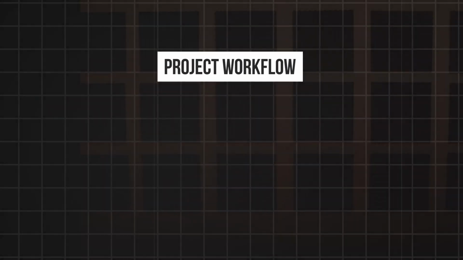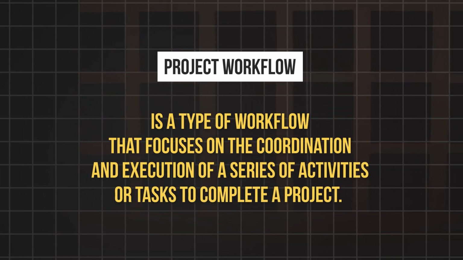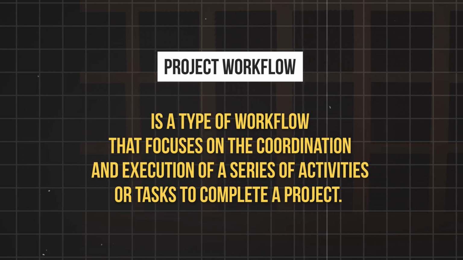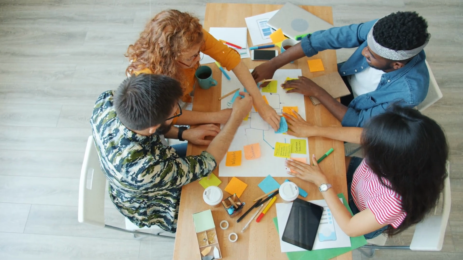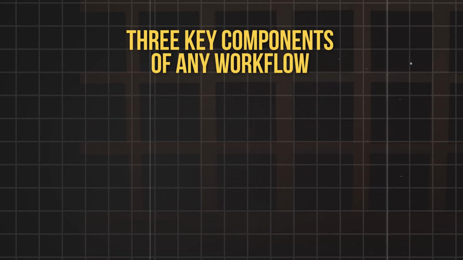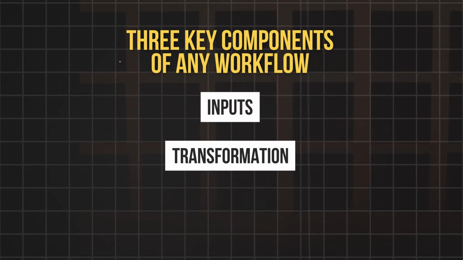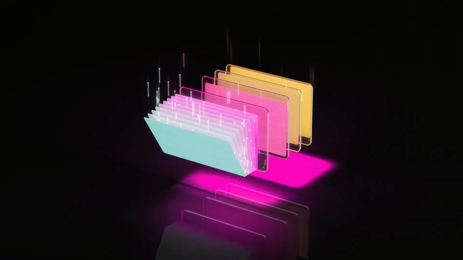A project workflow is a type of workflow that focuses on the coordination and execution of a series of activities or tasks to complete a project. Typically, project workflows involve multiple individuals and teams working together to complete a set of interrelated tasks. No matter the workflow type, there are components involved in completing a task. The 3 key components of any workflow are inputs, transformation, and outputs. These 3 components use data and information to track results and ensure the workflow is being followed.